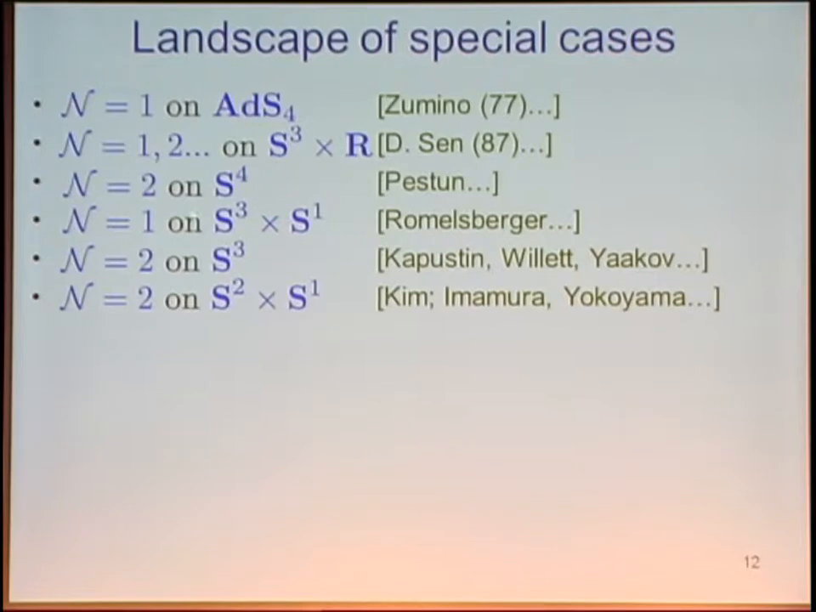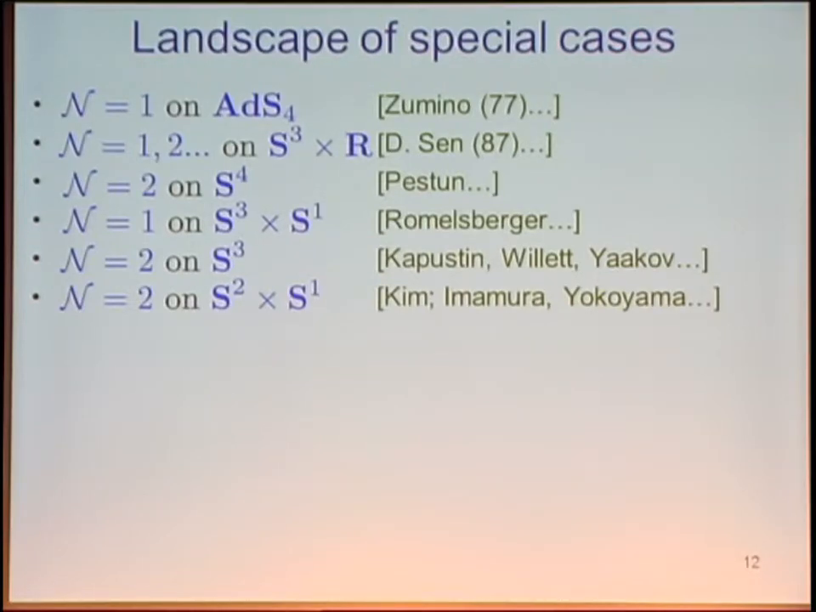Then came the work of Pestun, who studied N equals 2 on S4. And here we could already ask the question I asked before: how come we can have a supersymmetric theory on S4, even though we don't have a supersymmetric theory in de Sitter space? So maybe we should ask Pestun about that, and he will talk about it later in the conference. Then Kapustin, Willett, and Yaakov studied N equals 2 on S3, and Kim, Yamamoto, Yokoyama studied N equals 2 on S2 cross S1, and here it's easy to generalize to N equals 3, 4, 6, etc. So this is kind of a landscape.